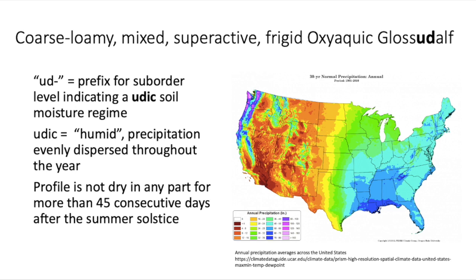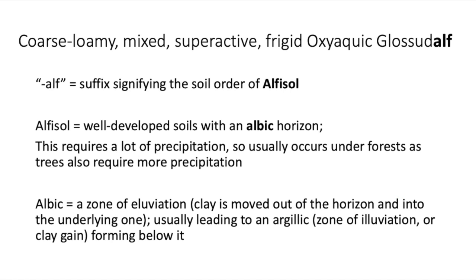So the easiest way this is thought of and associated with is humid regions, humid temperate regions usually. Precipitation is evenly dispersed through all parts of the year. In the northern part of the United States, this includes snow. And it means that the profile is not dry in any part for more than 45 consecutive days after June 21st. This finally brings us to the olf suffix of Glossudolph.